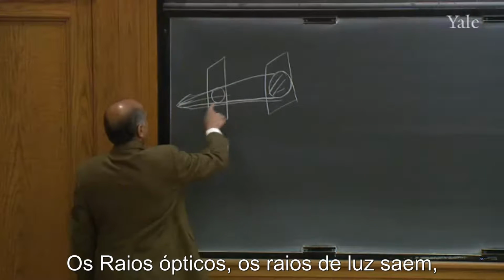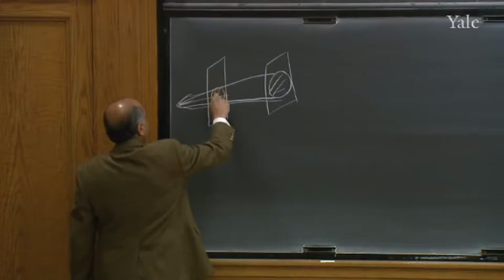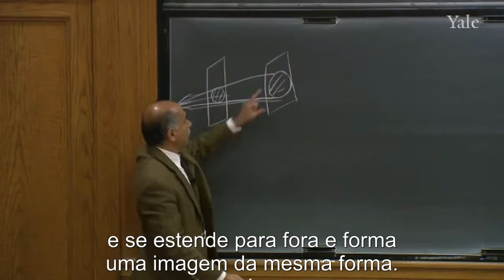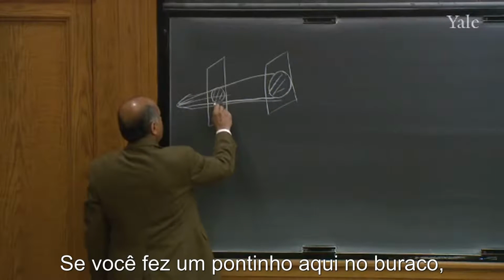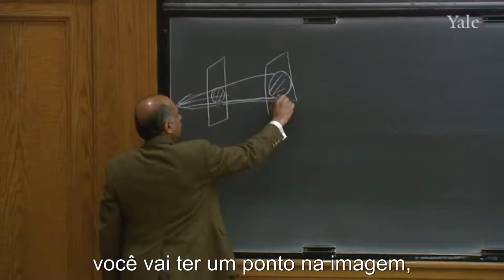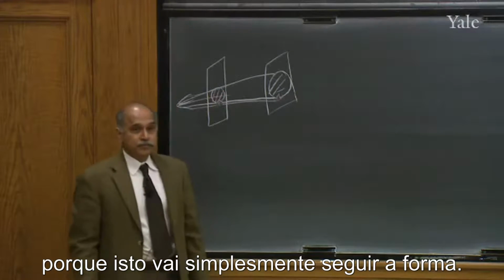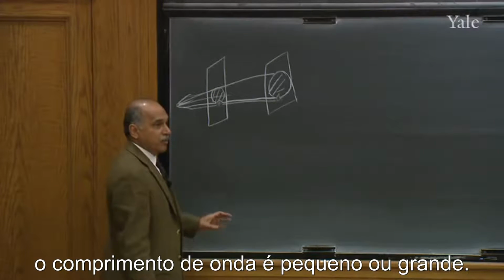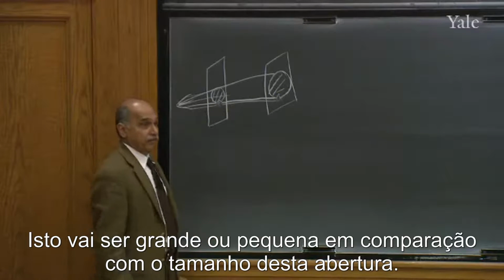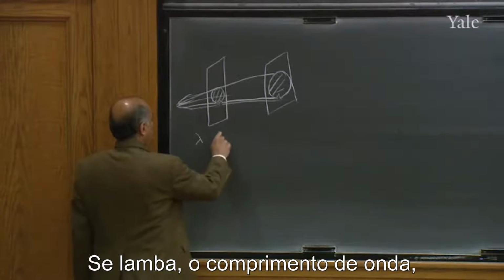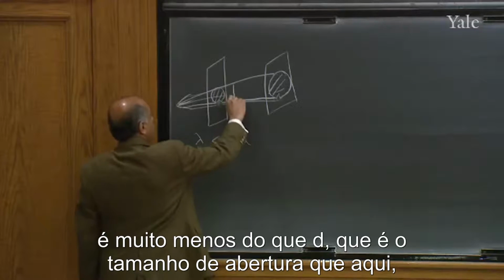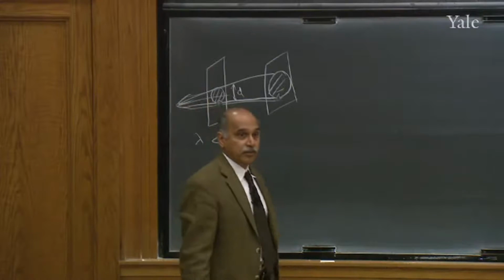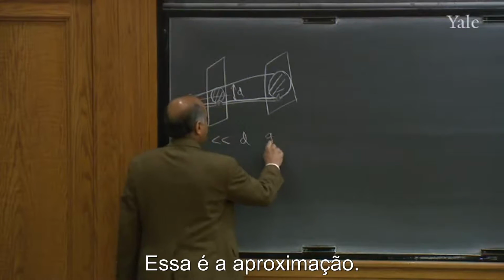Ray optics, the light rays come out, they are blocked by the screen except near the hole, except inside the hole, and the light escapes through that hole and fans out and forms an image of the same shape. If you made a blip here in the hole, you'll get a blip in the image because it'll simply follow this shape. Now I can tell you what I mean by the wavelength is small or large. It's going to be small or large compared to the size of this opening. If lambda, the wavelength, is much, much less than d, which is the size of that opening here, then you have this simpler geometrical optics. That's the approximation.